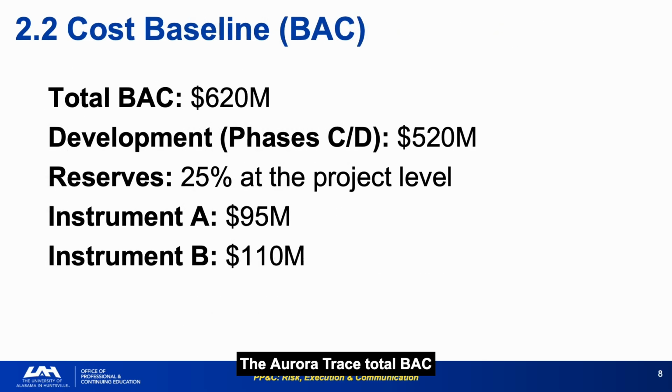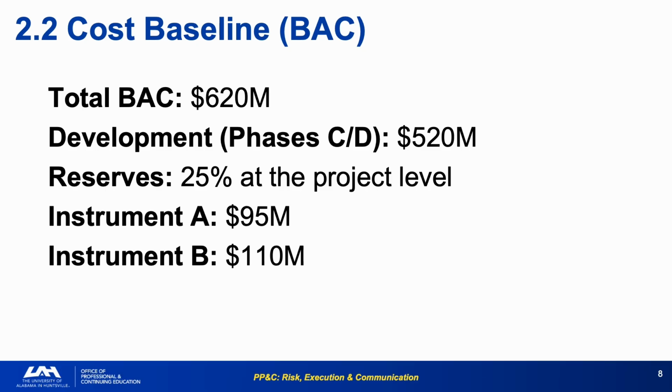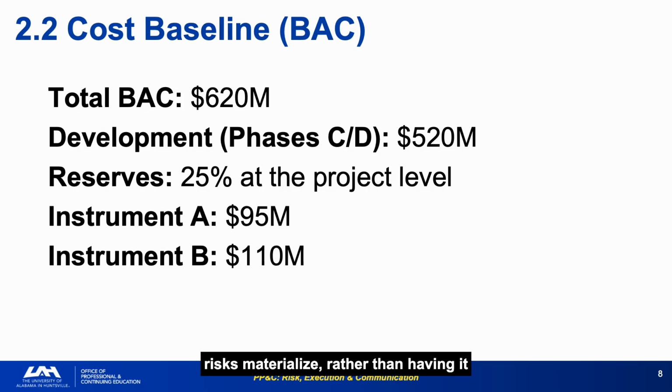The Aurora Trace total BAC of $620 million includes $520 million for development phases, 25% reserves held at the project level, and $95 million and $110 million allocated to instruments A and B, respectively. Reserves held at the project level, rather than distributed to WBS elements, is a deliberate choice. It provides the project manager with centralized flexibility to apply UFE where risks materialize, rather than having it pre-allocated to accounts that may not need it.